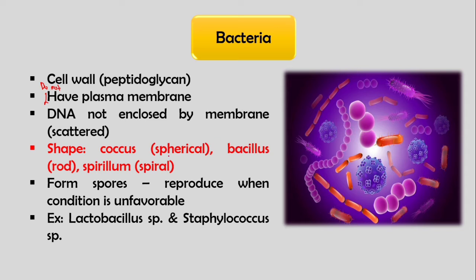Okay, if spherical in shape, we call it as cocci. If rod in shape, we call it as bacillus. And if spiral in shape, it is spirillum. Bacteria will form spores, and these spores reproduce when the condition is unfavorable. Okay, example of bacteria, Lactobacillus species. So bacillus, this Lactobacillus species has rod shape. Okay, Staphylococcus species. Staphylococcus, cocci, spherical in shape.